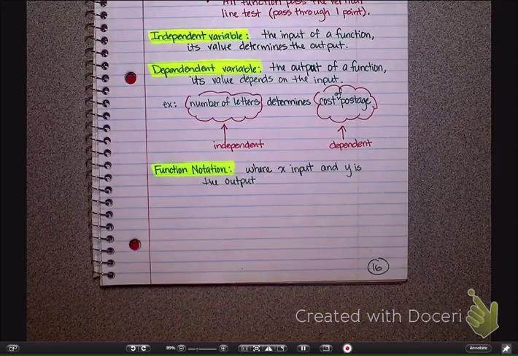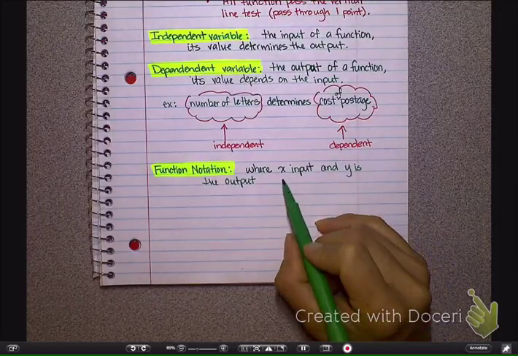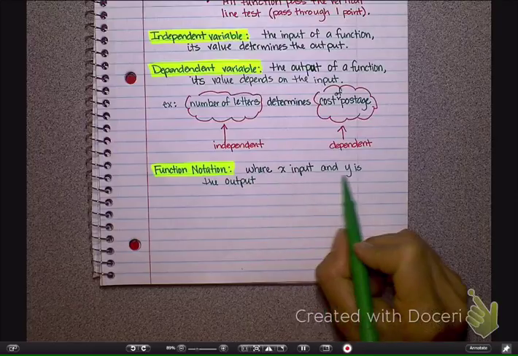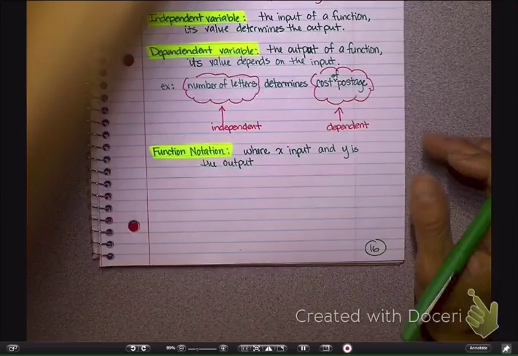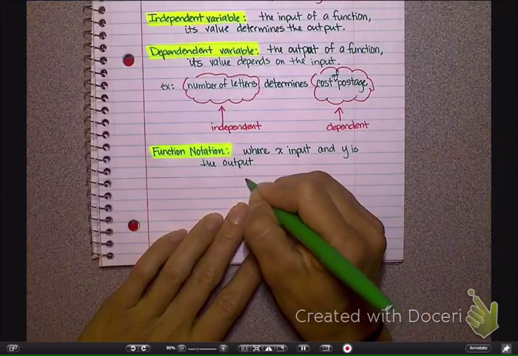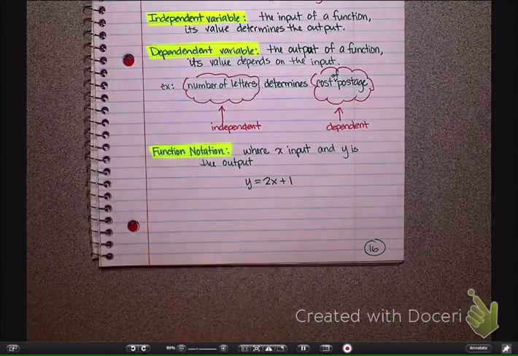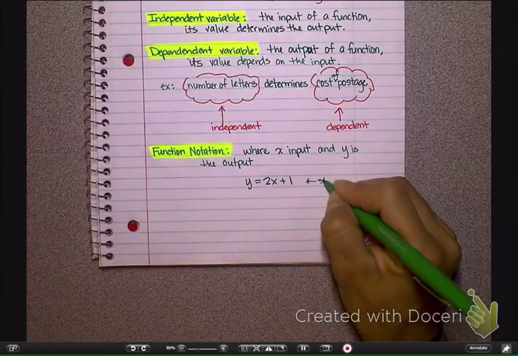Okay, we would say that x is the independent and y is the dependent variable. So here's how we would write something in function notation. If, let's say, I had this regular equation, y equals 2x plus 1. Okay, this is like a standard equation.